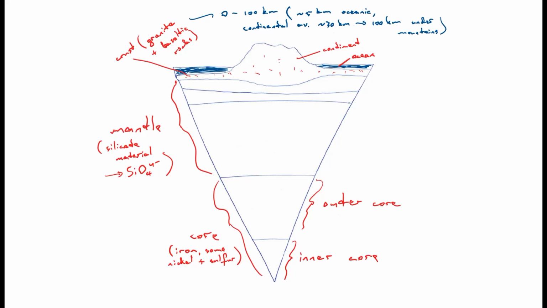It can get really thick under mountain ranges, sort of up to 100 kilometers thick, down to sort of 20 or so in some areas, and under oceanic crust it can be just 5 kilometers thick. Okay, cool. Now we've got more to say because this diagram is far from complete. Where shall we go now?